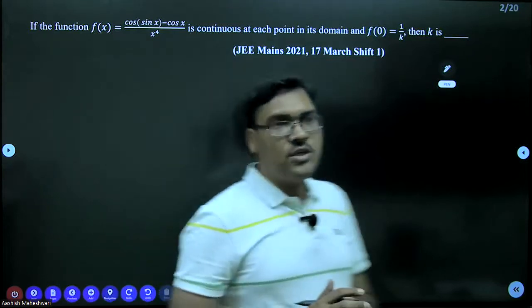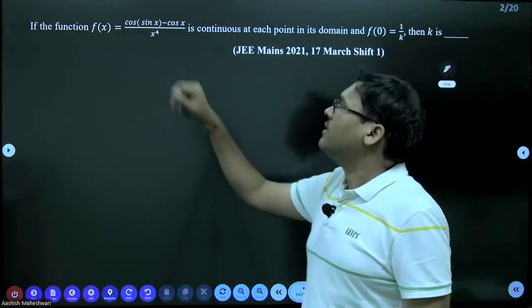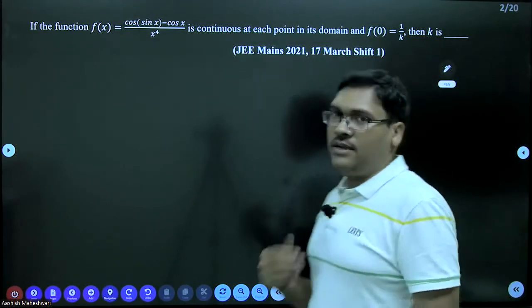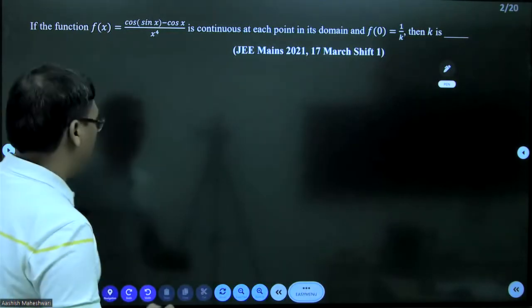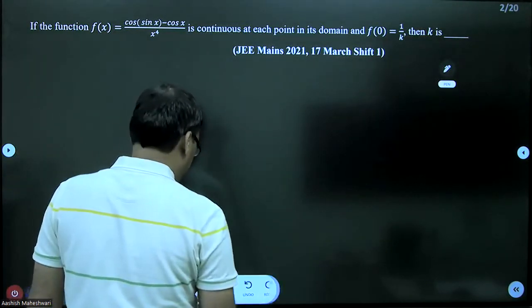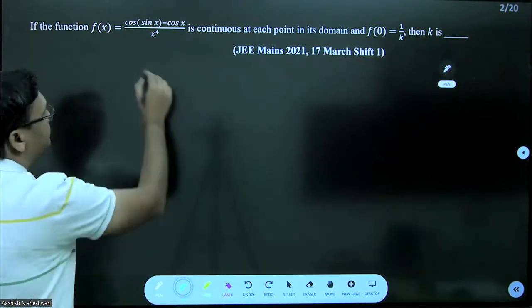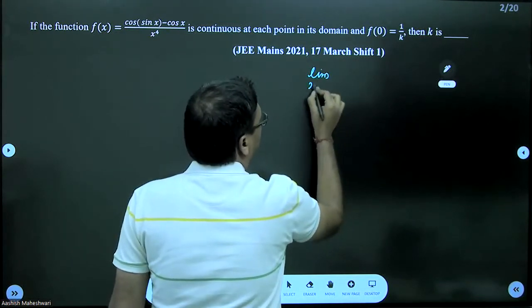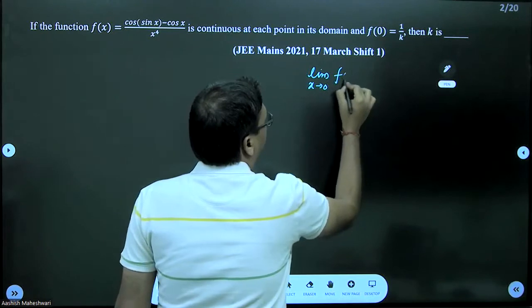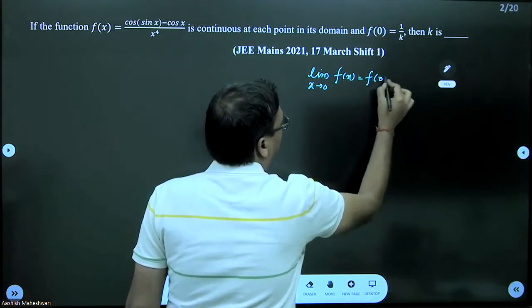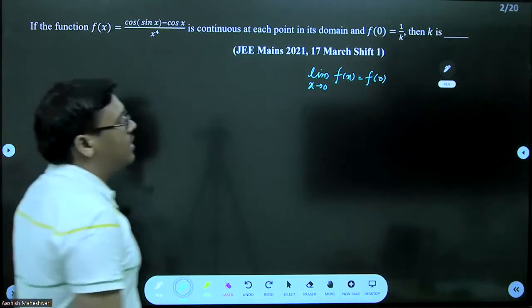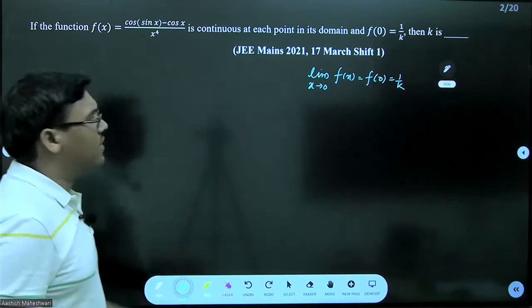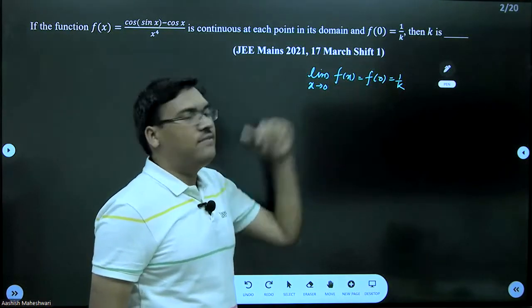If the function f(x) = (cos(sin x) − cos x) / x^4 is continuous at each point in the domain, and f(0) is equal to 1/k, then what is the value of k? Right? This is the question. So if the question says this function is continuous at x equal to 0, you can see here, to make this function continuous at x equal to 0, what is the condition? Limit x approaches 0, f(x) should be equal to f(0), then this will be continuous at x equal to 0. Now f(0) is given as 1/k, that means the limit should be equal to 1/k. So ultimately, you just find the limit of this, then you can easily find the value of k.